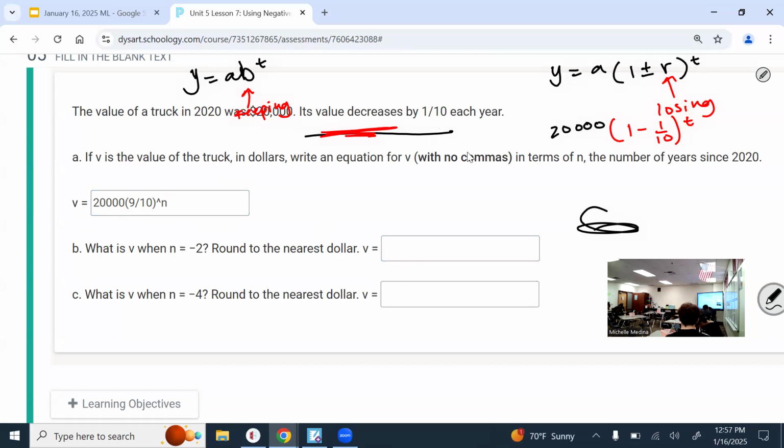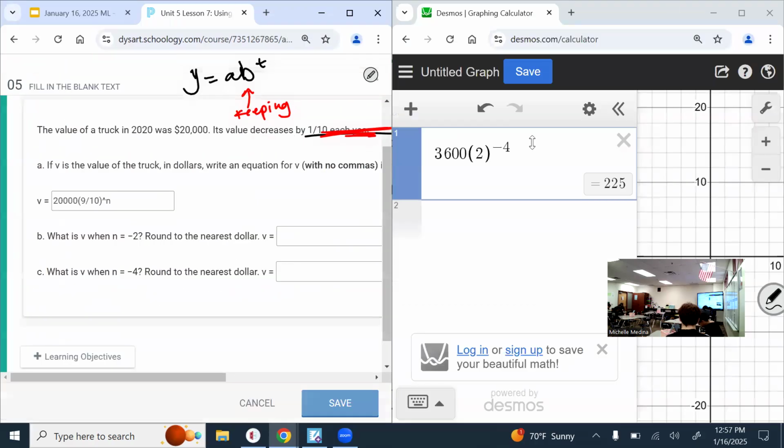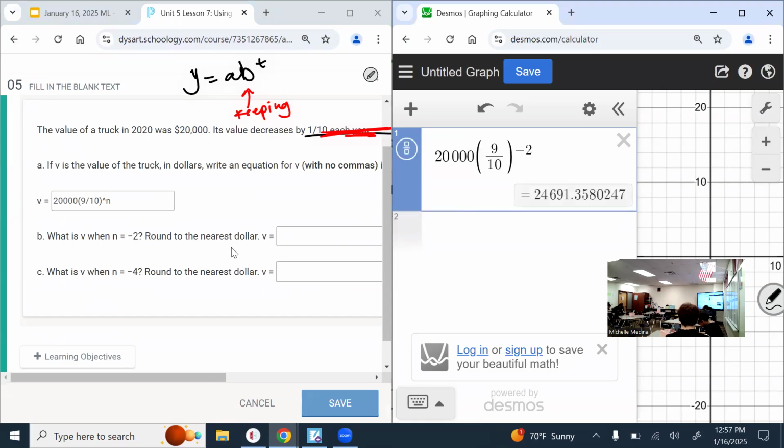Now for this next one, use your calculator. So 20,000 times 9/10 to the -2 power, and we're rounding to the nearest dollar. I'm thinking when it says that, it wants a whole number, not 2 decimal spots. So that's what I'm going to go with.